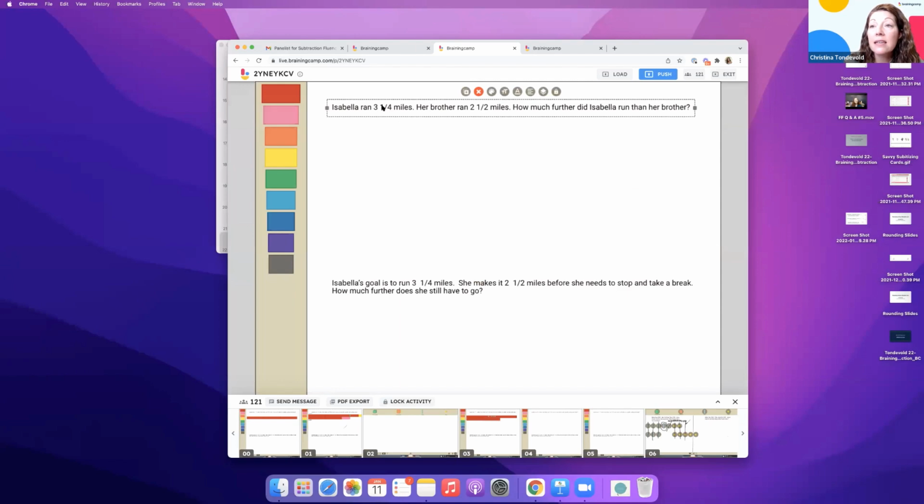In Isabella's, most kids see that as two separate amounts. It's not the 3 1/4, and then I'm going to slice out 2 1/2 of it. They will create the 3 1/4, they will create the 2 1/2, and then compare them. Versus if we're looking at Isabella and how much she ran, that is that total of 3 1/4. But then she makes it only part of the way. So that elicits that idea of it's all in one, but then I'm going to cut some out to figure out how much she has further to go. Okay.